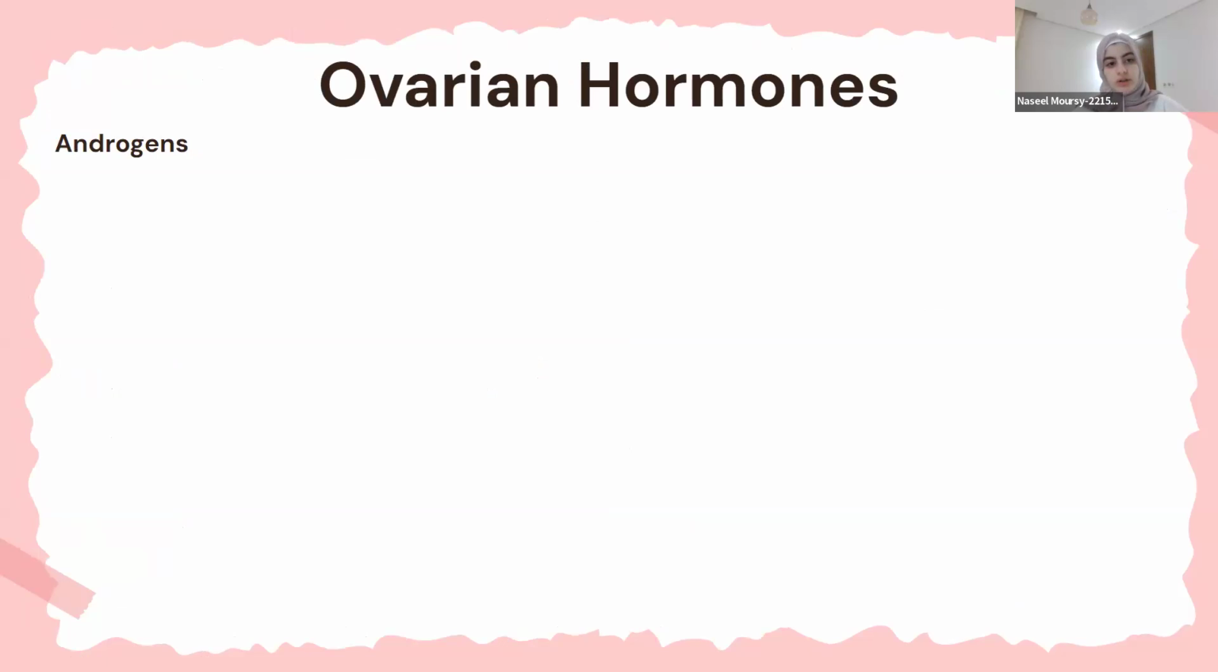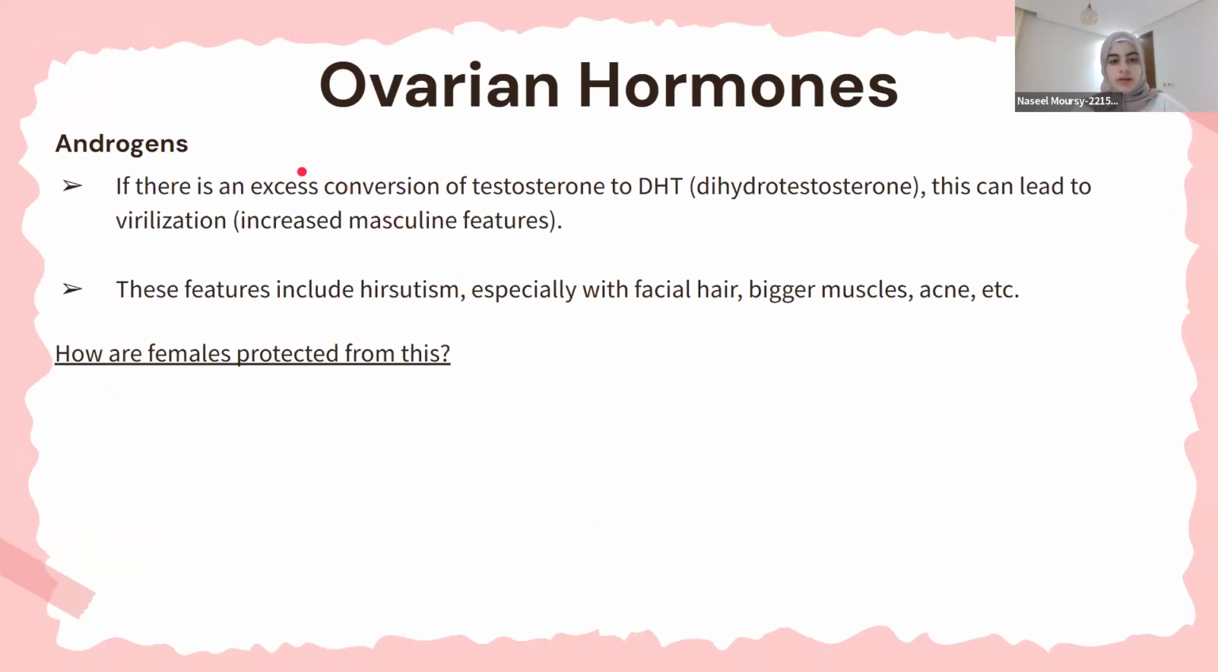So again, something about androgen now. Let's say you have an excess conversion of testosterone to dihydrotestosterone for any reason. Let's say females, I don't know, under stress, increased secretion from the adrenal glands of testosterone, for example. If there is an excess conversion of testosterone to dihydrotestosterone, this can lead to virilization. Virilization means an increase in masculine features. So you get hirsutism, facial hair, acne, big muscles, okay? I'm hinting at a certain disease here, but we'll talk about that later.